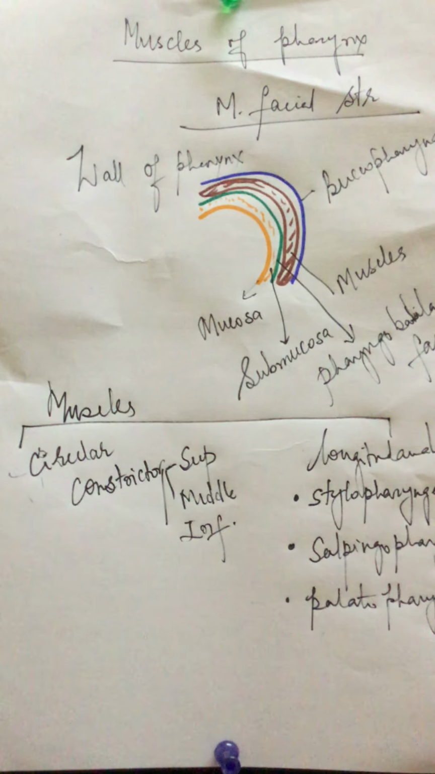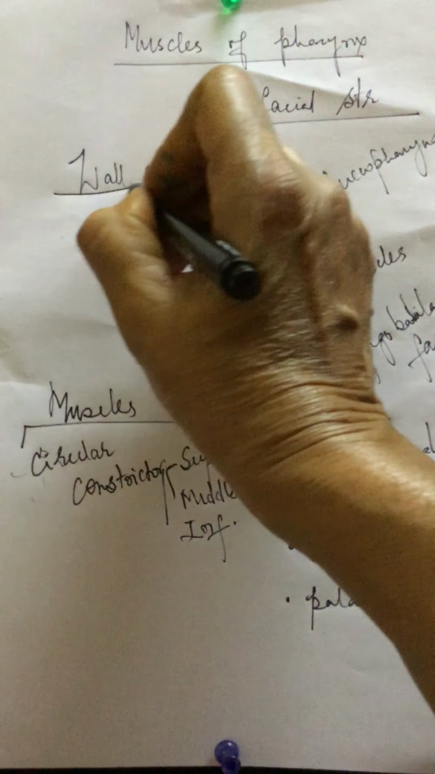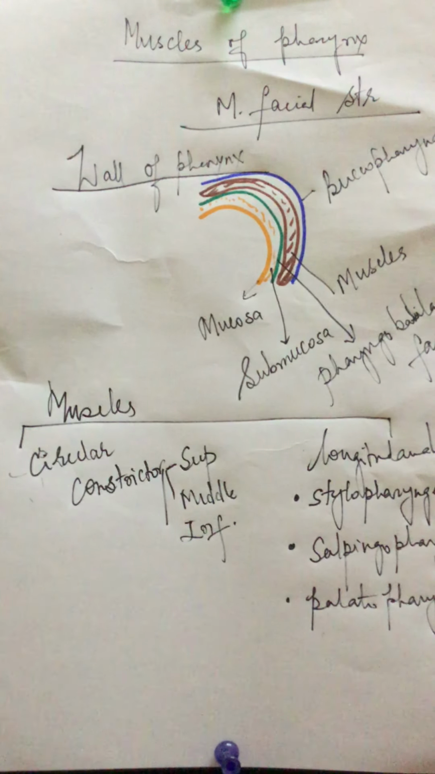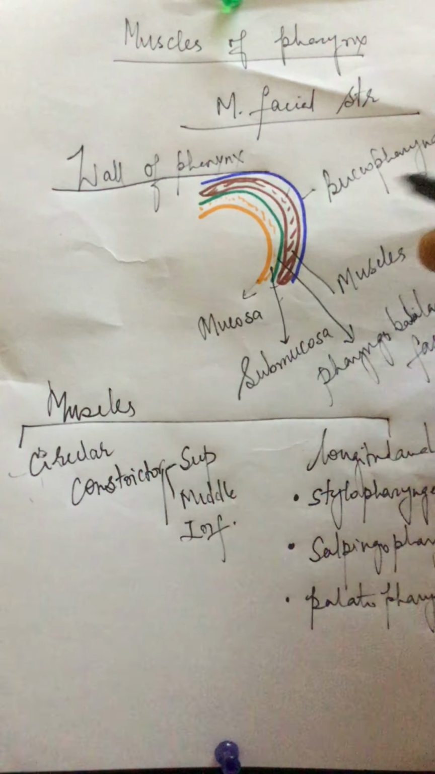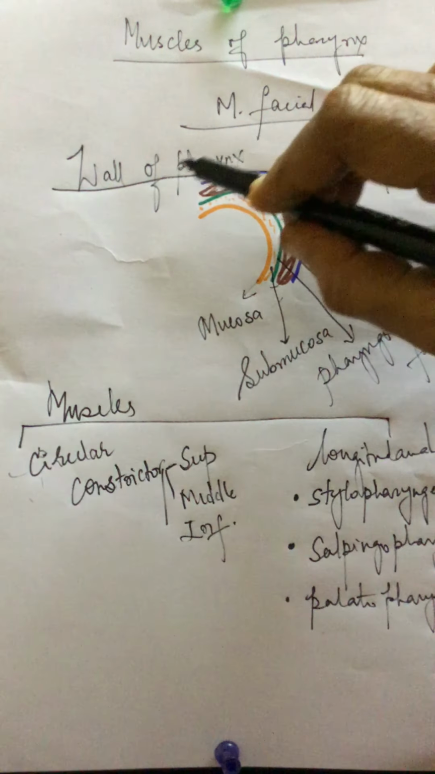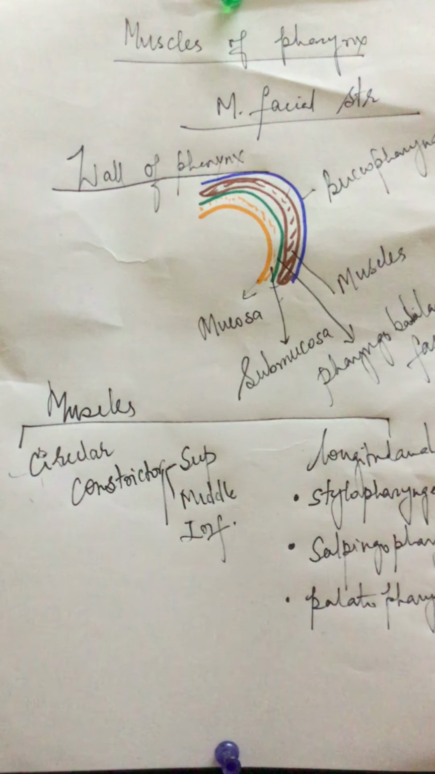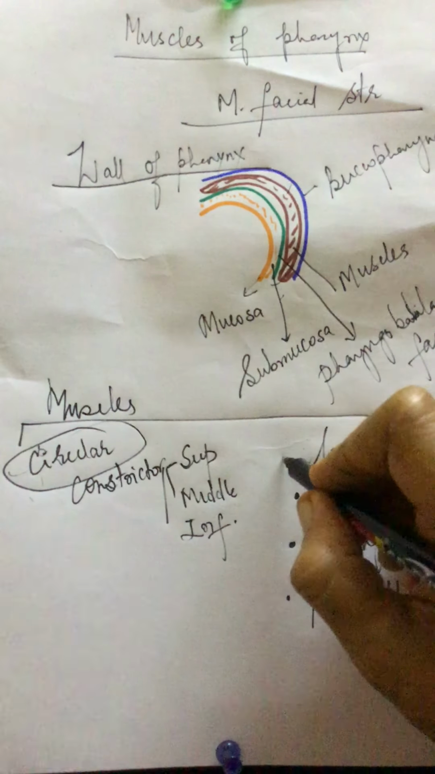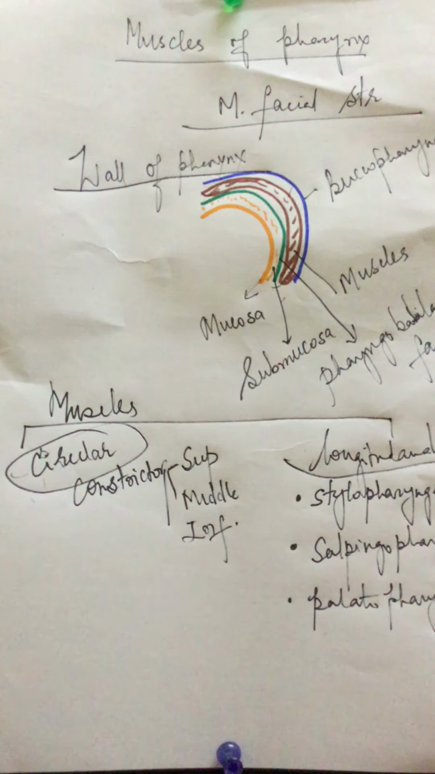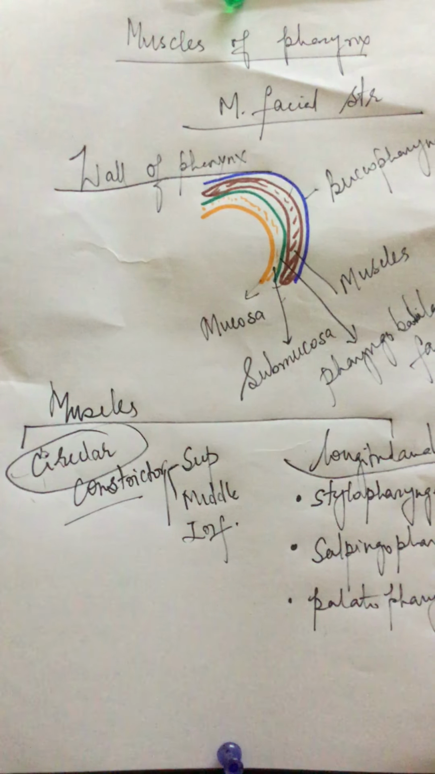Okay, so this is the wall of the pharynx. The general structure, inside to outside, is mucosa, submucosa, pharyngobasilar fascia, and the muscular layer, which means both these muscle groups are included. The outermost covering is the buccopharyngeal fascia. Classification of muscles of the pharynx: you can classify them as the circular muscle group and longitudinal muscle group. Circular, otherwise constrictors: superior constrictor, middle constrictor and inferior constrictor muscles of the pharynx. So that is the thing.